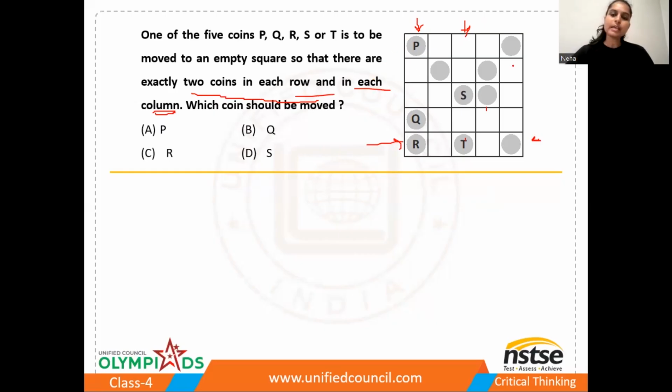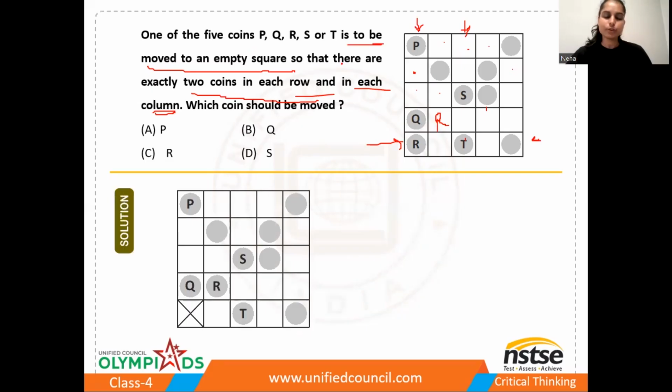Okay. So what can we do here? Yes, we can do one thing. We can just move R to here. These spaces are empty, right? We have to move to the empty square. So all these squares are empty, right? So I can do one thing here. I can move R to here, right? Correct. Okay, let me show you this in the diagram for a better understanding.